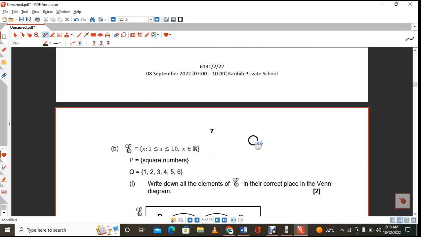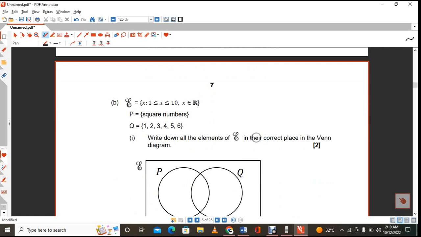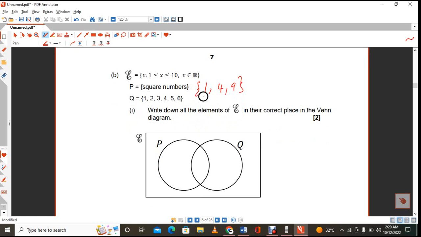There are many other ways you can do that. Part B. Maybe I can change back to red to bring out that contrast. The universal set is the set of x such that x is a number between 1 and 10, where 1 and 10 are included, and x is an element of real numbers. Then P is square numbers, so square numbers between 1 and 10 will be 1, 4, and 9. Perhaps we can go ahead and write them in there. This one here is 1, 2, 3, 4, 5, 6, all the way up to 10.